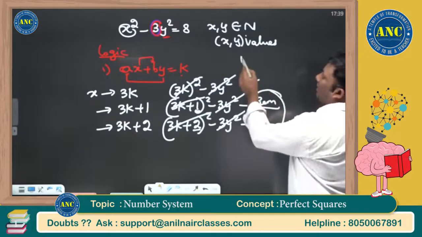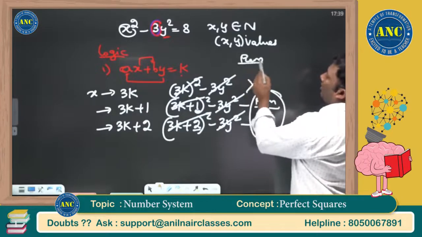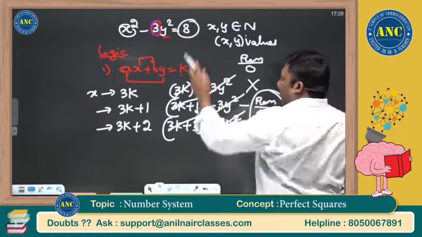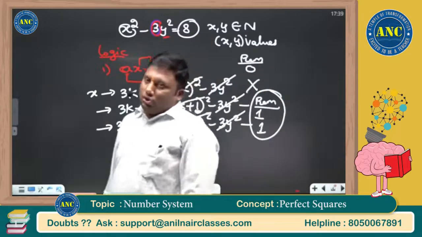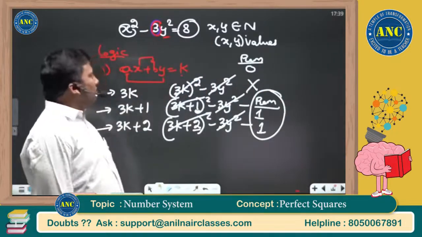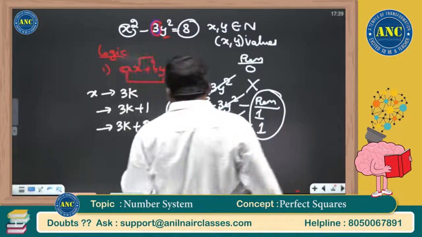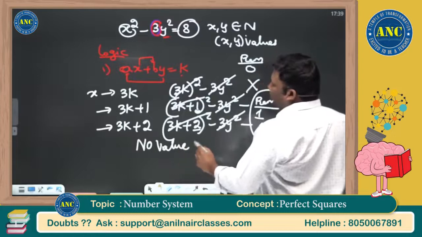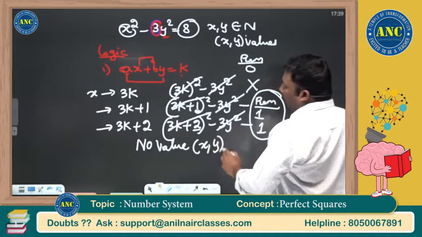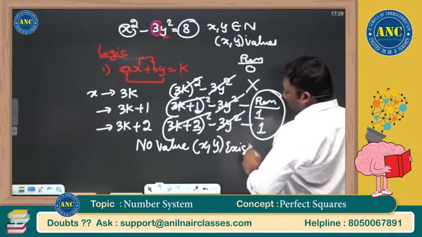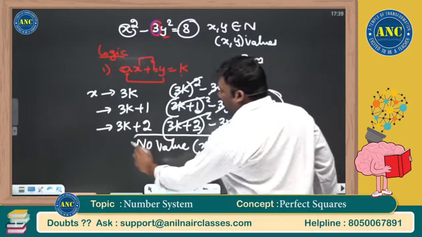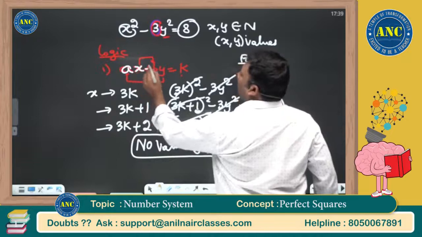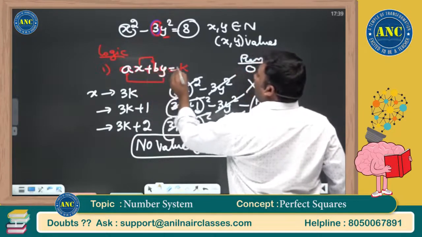Either it is giving a remainder 0 or remainder 1 when divided by 3. 8 is nothing but 3 into 2 plus 2. 3 into something plus 2, that form will not arise. Answer for this question is: no value for x, y exists which satisfies this equation. I will use a white color so that the students can see it.